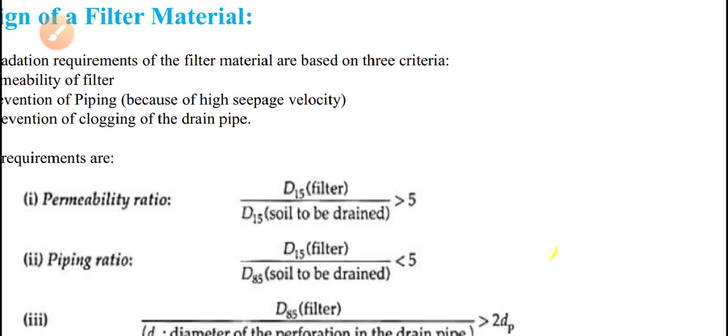Design of filter material, I hope this can be covered in the next class.